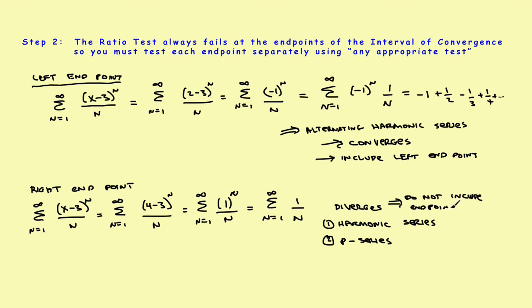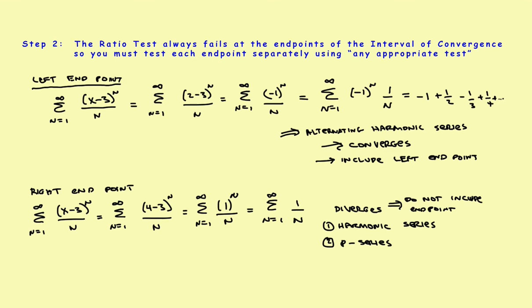So you do not include the endpoint. So again, when you justify your series, you need to explain why. Sometimes there's one explanation, sometimes there might be more than one. But in this case, in the first one, at the left endpoint, you include the endpoint because it converges. At the right endpoint, you do not include the endpoint.